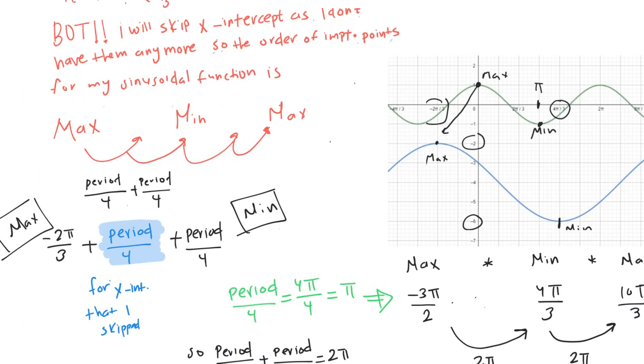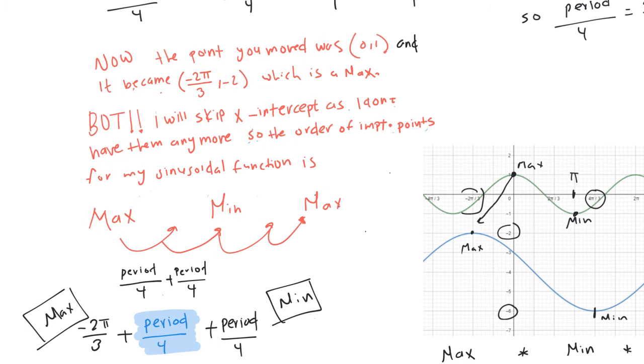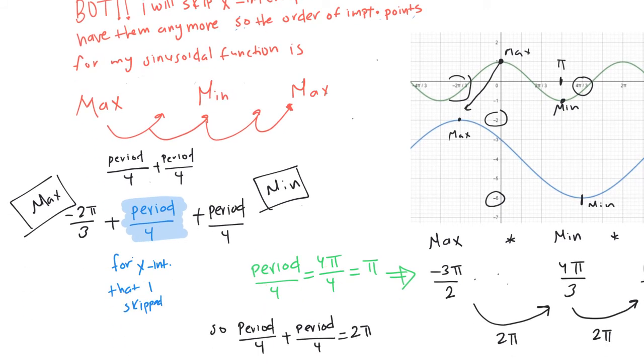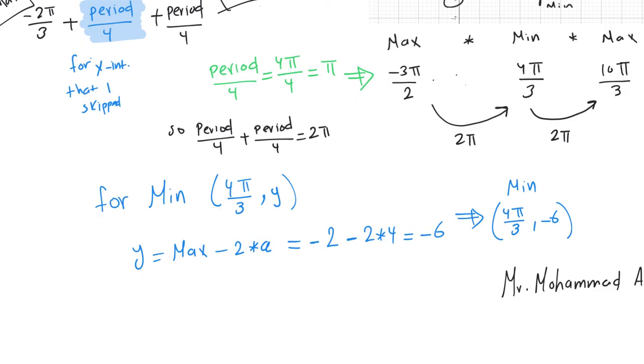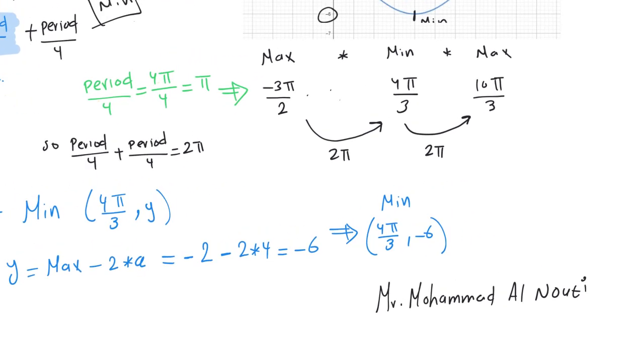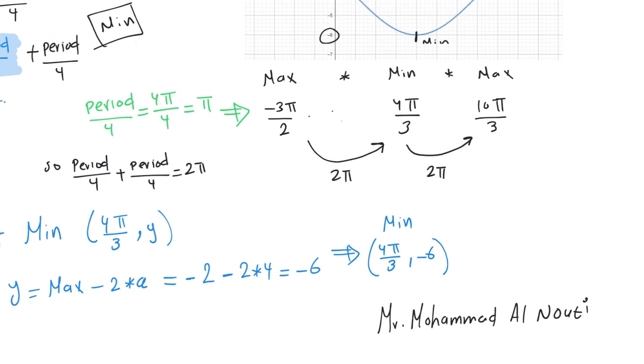Now, my point was, as you've read here, a maximum, which has a value of negative 2. So to find the minimum, for the minimum point, I already found its x at 4 pi over 3, and it has a y coordinate. The y coordinate equals the maximum value that the function has reached, minus 2 multiplied by the amplitude A, which will give me negative 6. Okay, I'm going to apply those 2 important points to my graph.